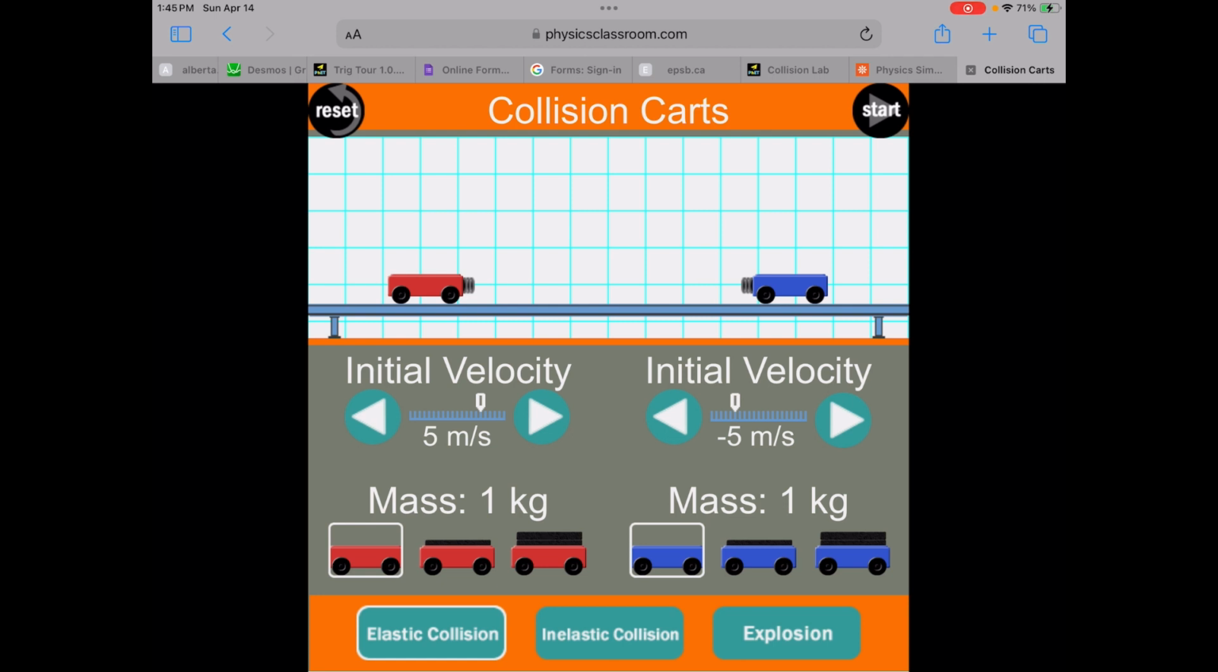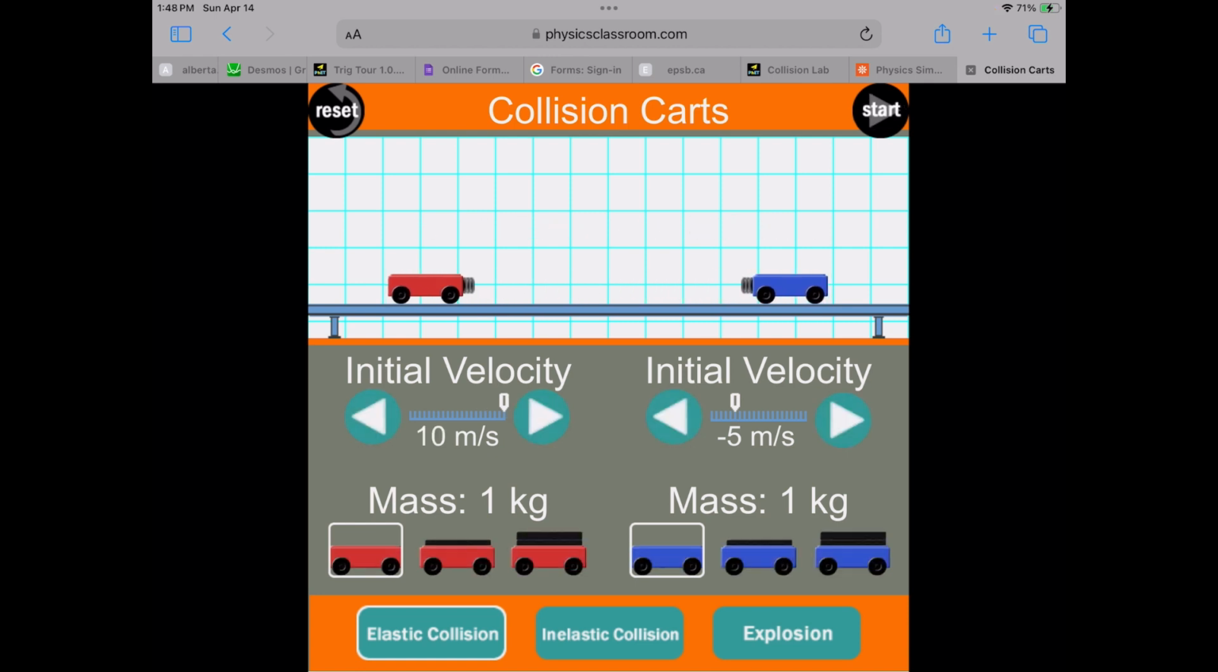But if we zoom out a bit and define our system to be the two carts that are interacting with each other, then the total momentum was conserved. The red cart's momentum might have changed and the blue cart's momentum might have changed, but they both changed in opposite ways so as to keep the total momentum in the system constant. Total momentum was conserved here.